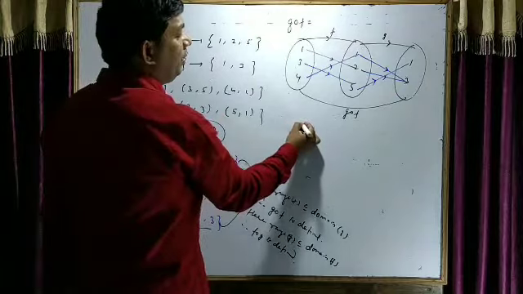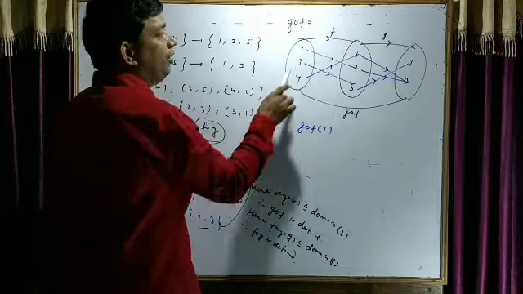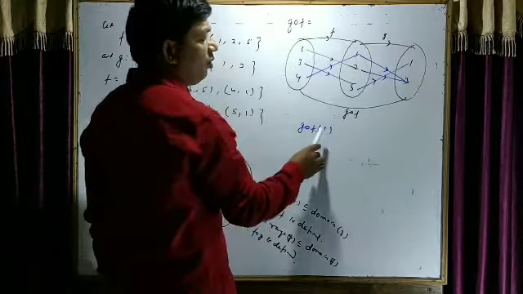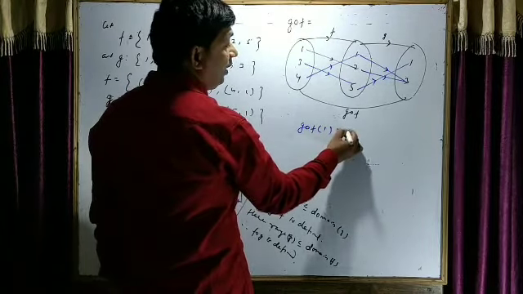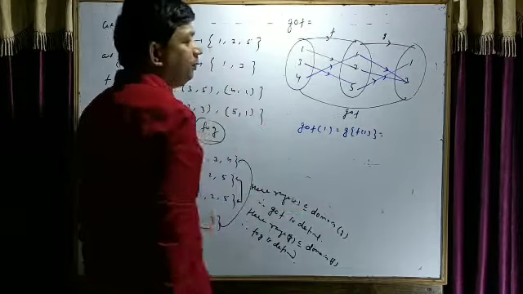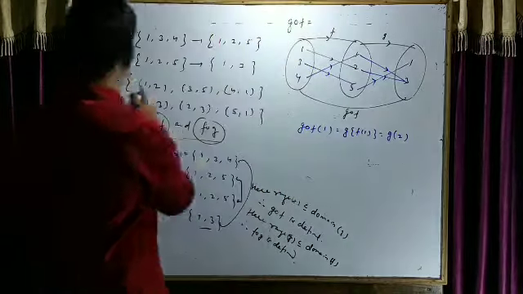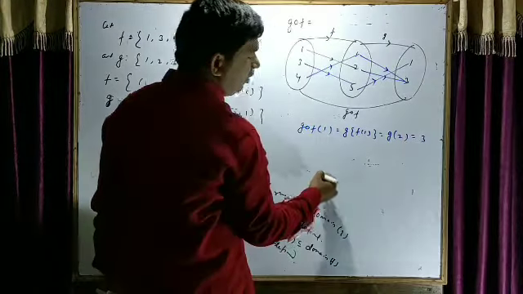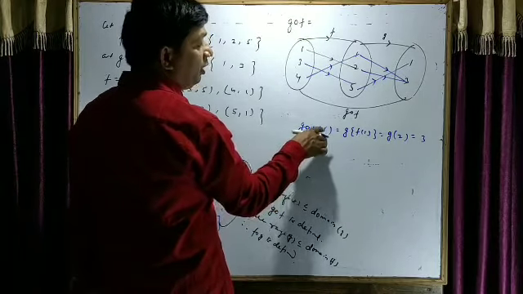If I want to write GOF of 1, GOF of 1 means 1 is related to 2 and 2 is related to 3, so GOF of 1 is 3. If I write it this way, G of F of 1: F of 1 is 2, so G of 2, and G of 2 is 3. So when we take GOF, what input do we have to take?